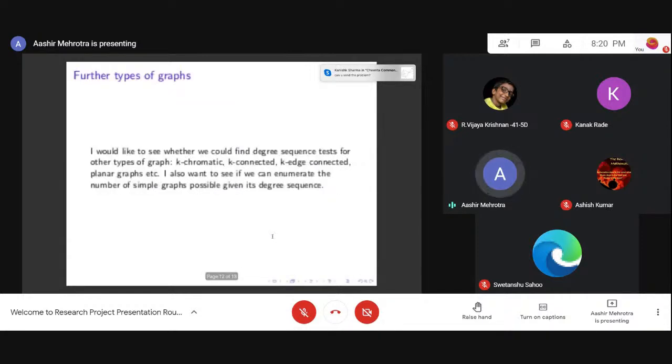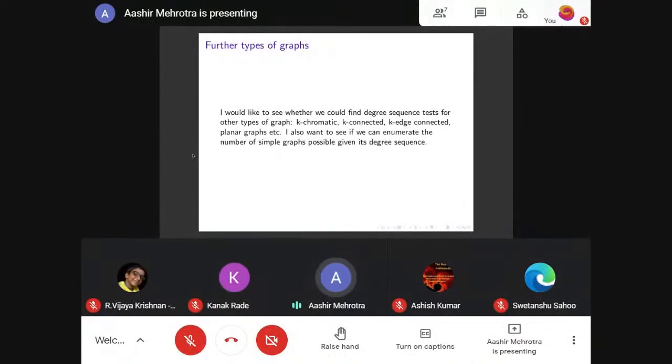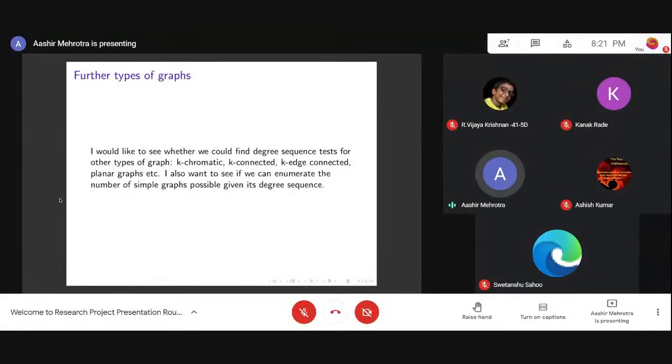I would like to actually know more about degree sequences for other types of graphs, like graphs with chromatic number k, graphs that are k-connected, planar graphs, and so on. I would also like to do an enumeration: given a degree sequence, how many simple graphs are there that have that degree sequence?